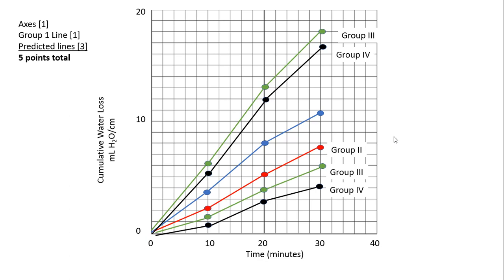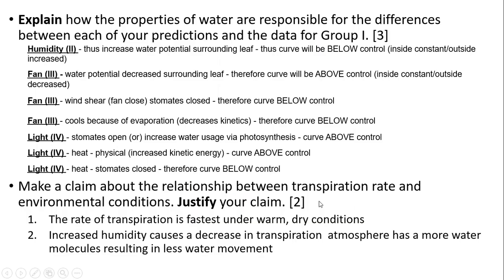Where you may have lost a point is if you didn't completely connect the lines. Some people just put dots and no line. And then a lot of people just started the graph in the middle at 10. You really needed to also begin at the origin and extend the lines out.